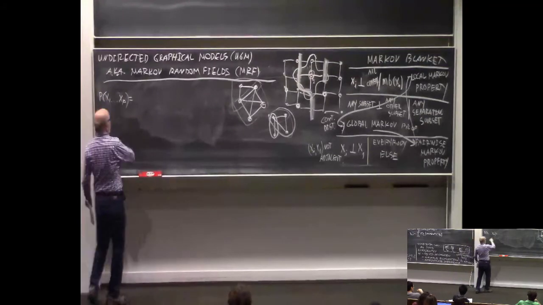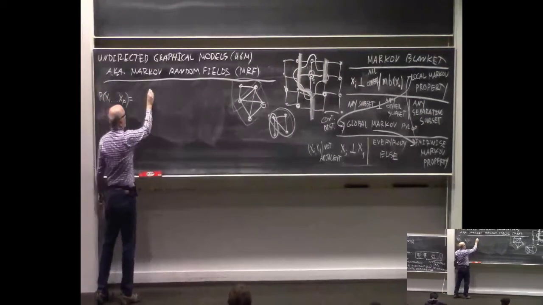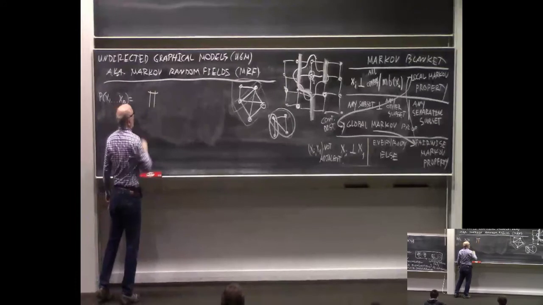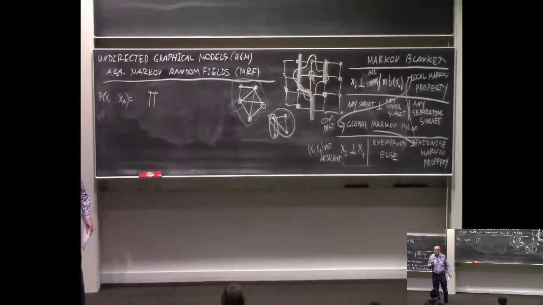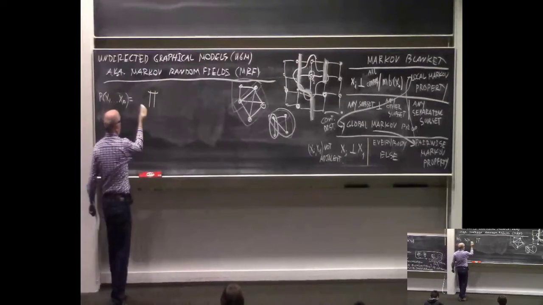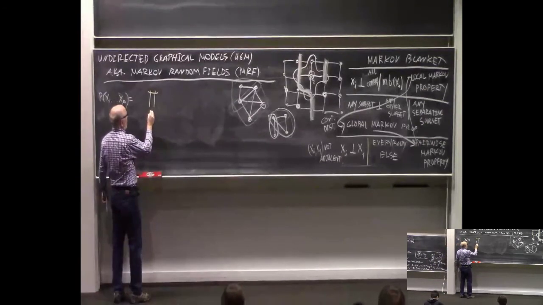Now, the factorization proceeds with a product of functions on each clique. So this is each maximal clique. C is going to be a maximal clique, all maximal cliques.